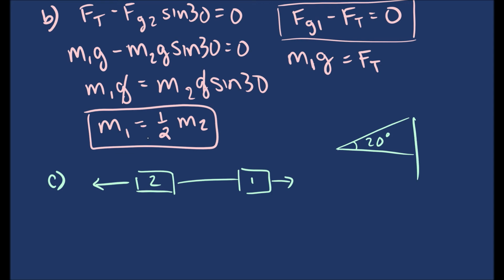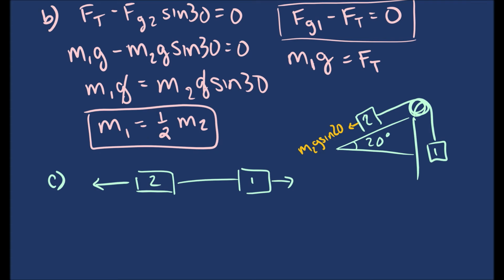Okay, and then here's our pulley, here's our mass 2, here's our mass 1. So we can think about this system as a whole. If there's no friction, we have the force of gravity, m2g sine 20, acting in a way that it's pulling block 2 down the ramp.